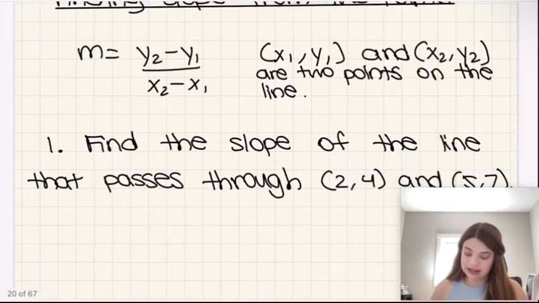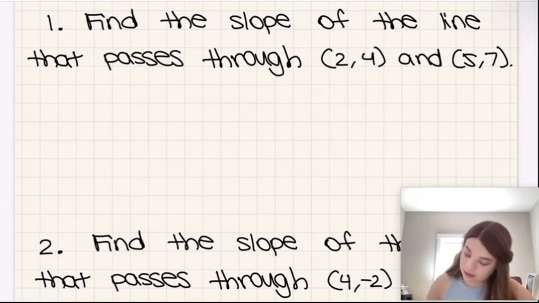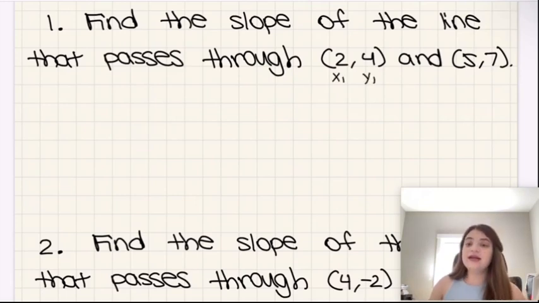All right, so let's answer this first question. It says, find the slope of the line that passes through 2, 4 and 5, 7. So we're going to let this one be the first point. So this will be x1 and y1. And then let's let 5, 7 be the second point. This will be x2 and y2. Now that said, if I chose for 2, 4 to be the second point and 5, 7 to be the first point, I would get the same answer. So it actually doesn't matter which one we arbitrarily choose as first point versus second point.